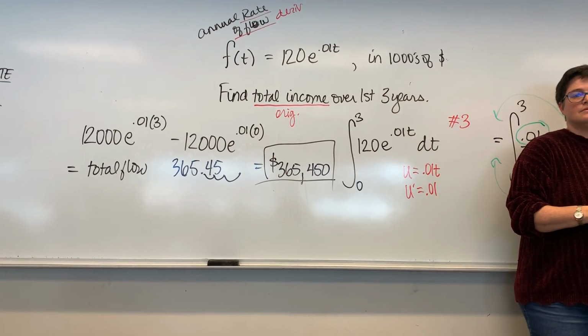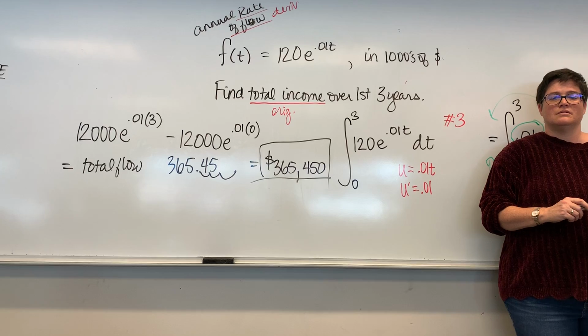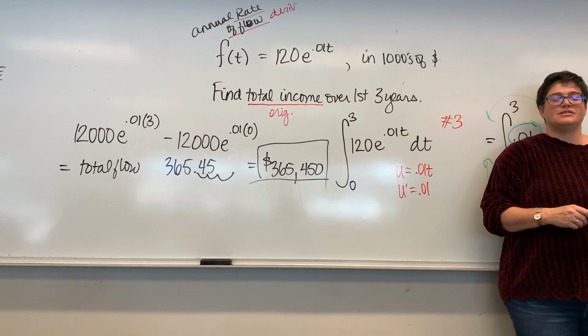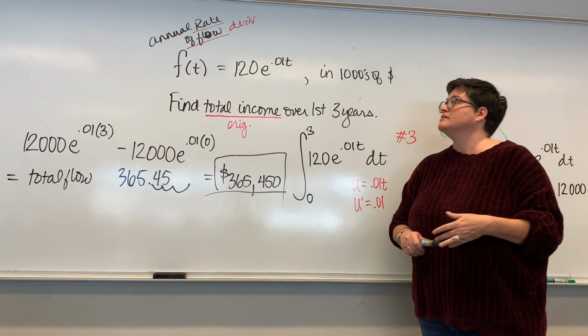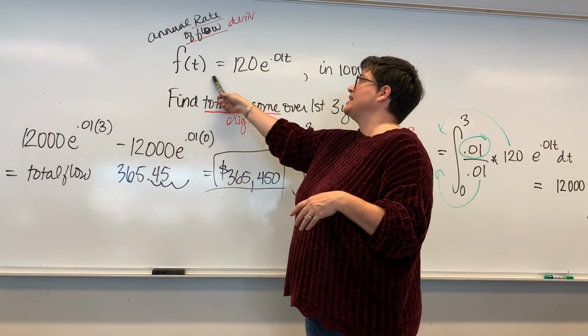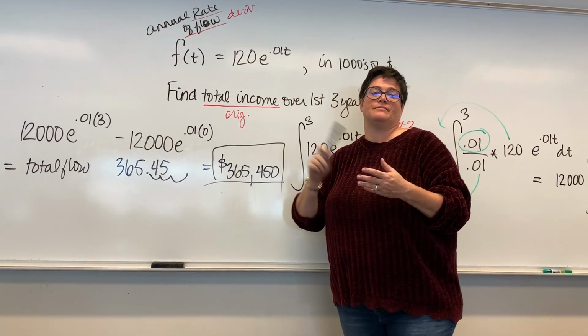So why do we have total flow instead of total income? Well, that's what it is. It's total income. The annual rate of flow of money into the machine, that's an income, I see, right?